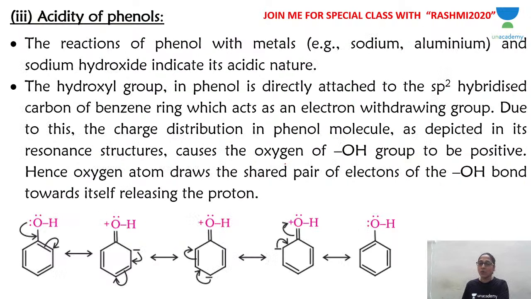Now about phenols. What makes the phenol acidic? The presence of H plus ion. See, this presence of H can be released because of the polarity of the OH bond. Now why is the OH bond polar? Because oxygen is bonded to the electron withdrawing phenol ring, electron withdrawing benzene. So oxygen's lone pair of electrons is withdrawn by the benzene ring, resulting in a resonance structure. See, oxygen is carrying plus charge.